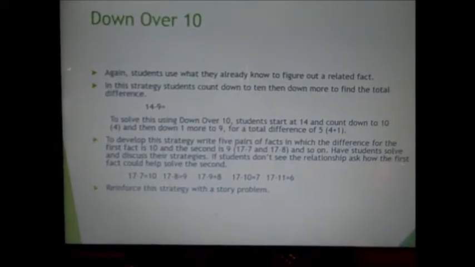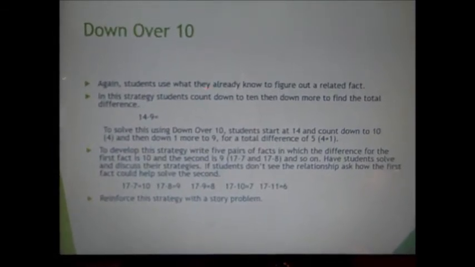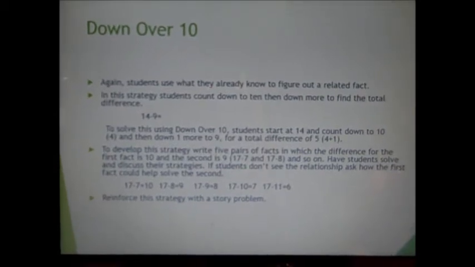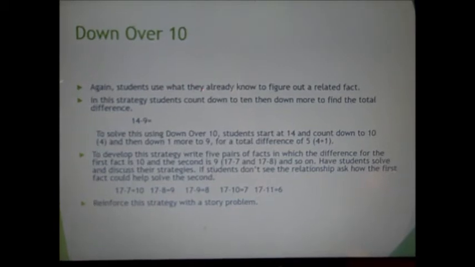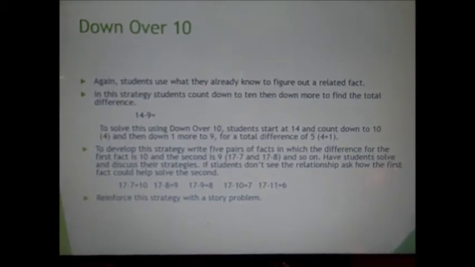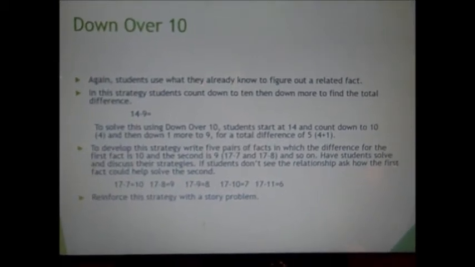Down over 10 is another subtraction reasoning strategy. Again, students use what they already know to figure out a related fact. In this strategy, students count down to 10 and then down more to find the total difference. Look at the problem below, 14 minus 9. To solve this using down over 10, students start at 14 and count down to 10, which is 4. And then count down 1 more to 9 for a total difference of 5, because 4 plus 1 is 5.